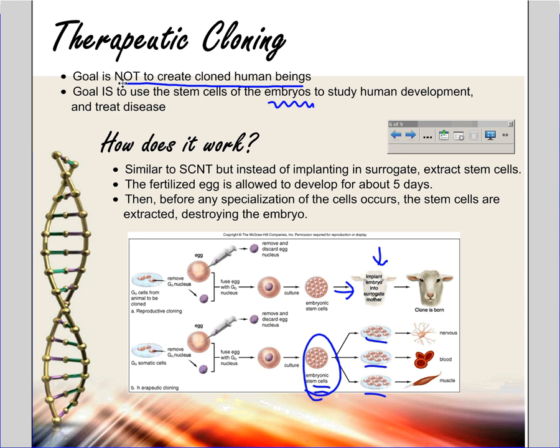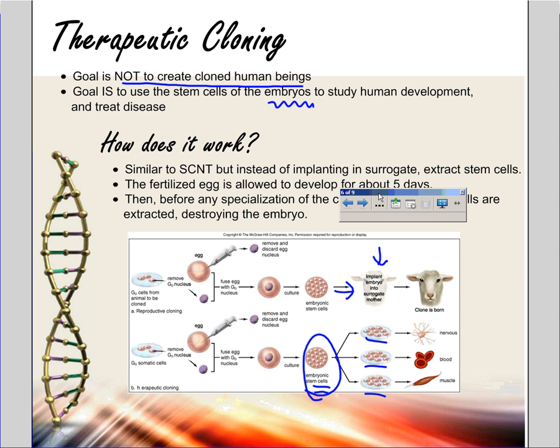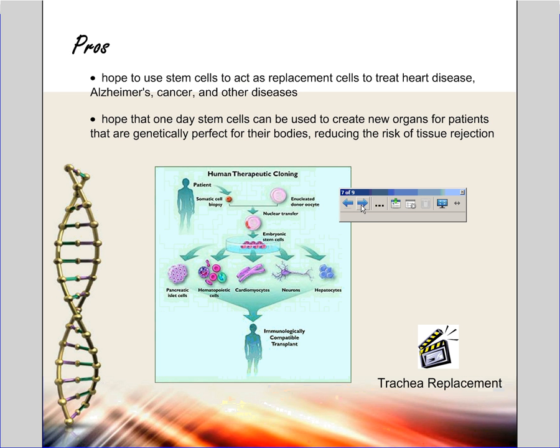So it takes about 5 days for the fertilized egg to develop to a point where they can harvest those stem cells. And again, there's still ethical considerations of whether that is proper to be doing. Pros: the hope is to use stem cells to act as replacement cells to treat diseases like heart disease, Alzheimer's, cancer, and other diseases.